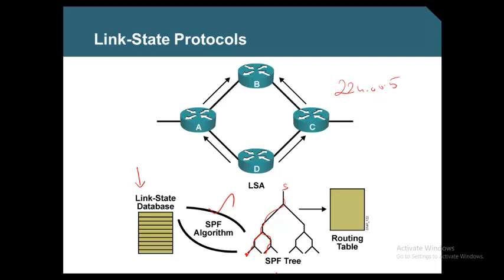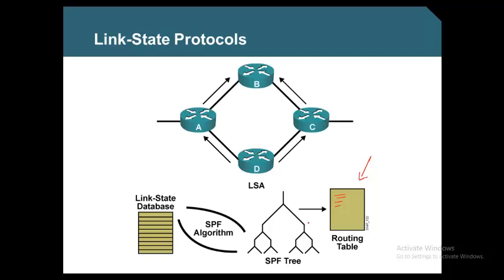So every router has got this database, and every router will position themselves in the database and try to find the best path. And that best path is installed into the routing table. So only the final elected route comes into the routing table.